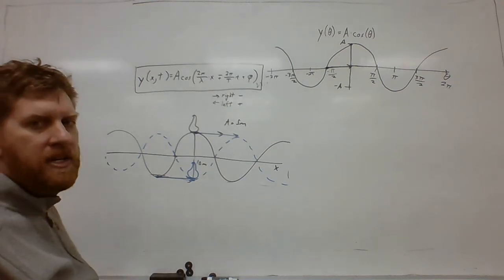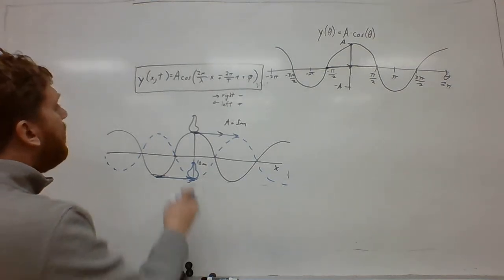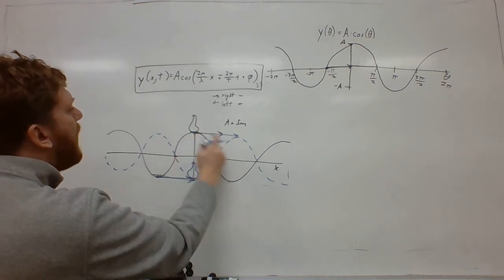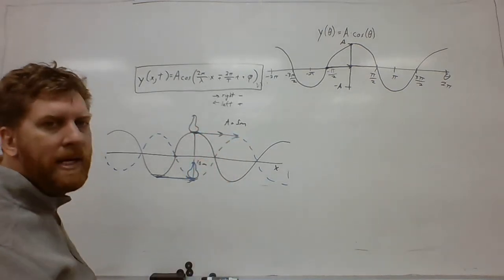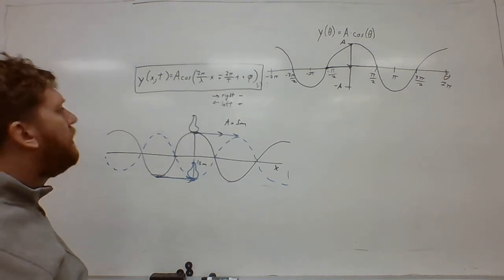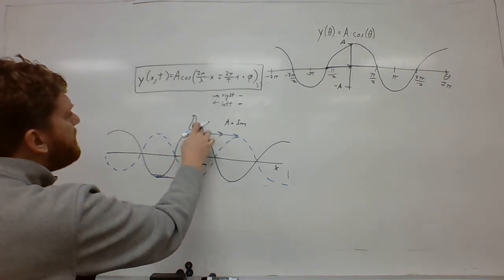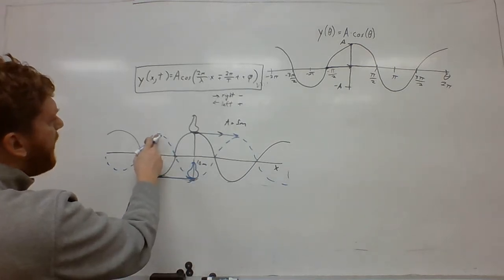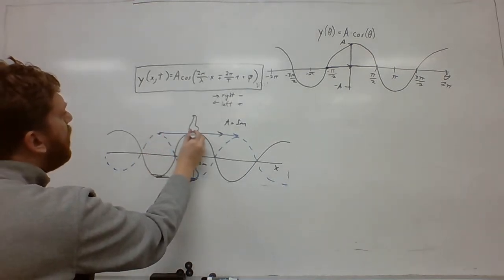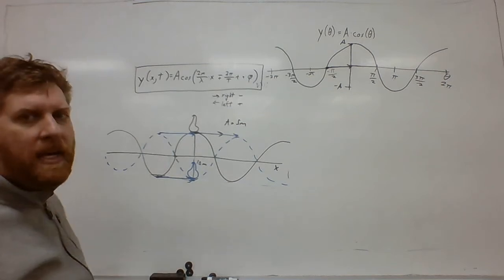So what information does this give us? Well, it takes 6 seconds for my wave to travel this distance. So if I know how far this is, I could figure out how quickly the wave is moving. Also, if it takes 6 seconds to go through half a cycle, after another 6 seconds, this guy is going to go over here and it'll be at a maximum again.